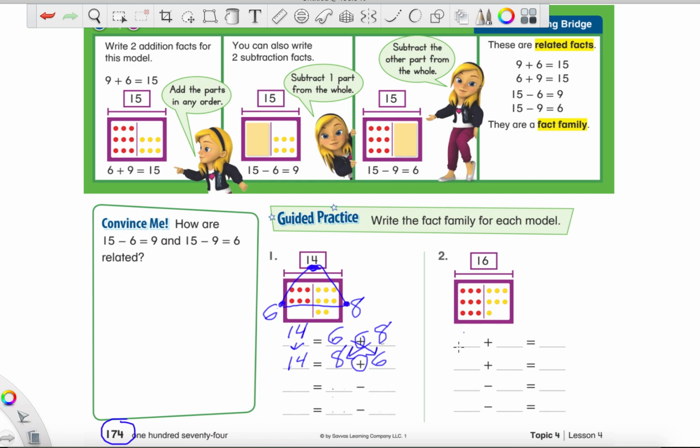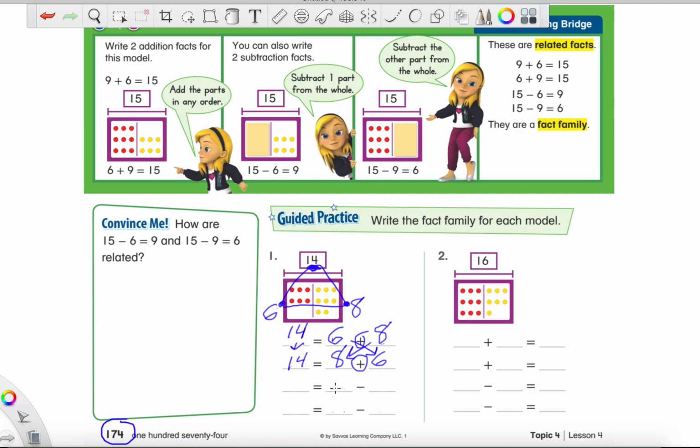Alright? Now, I'm really sorry that they always flip-flop how they write number sentences, guys. I wish they didn't do this so much, but we're going to do the best we can with it.